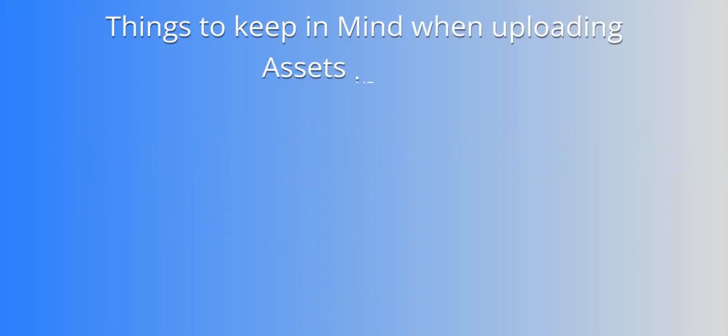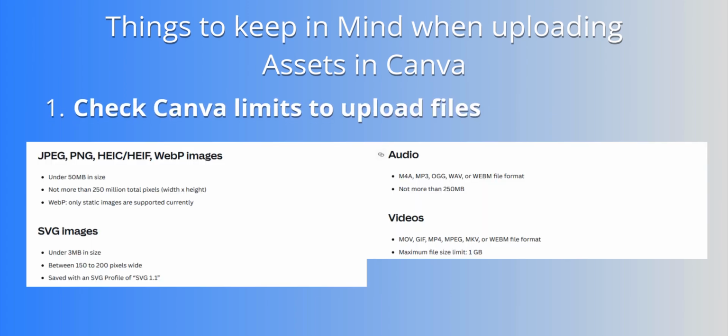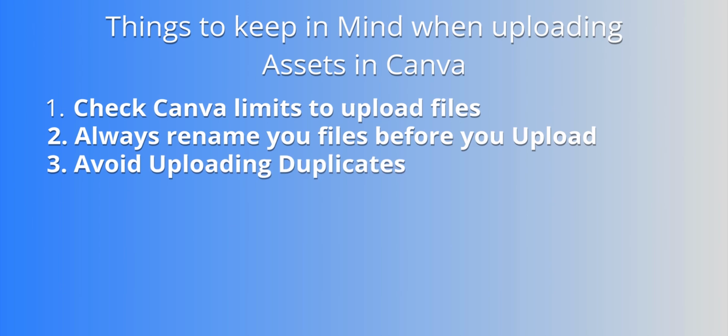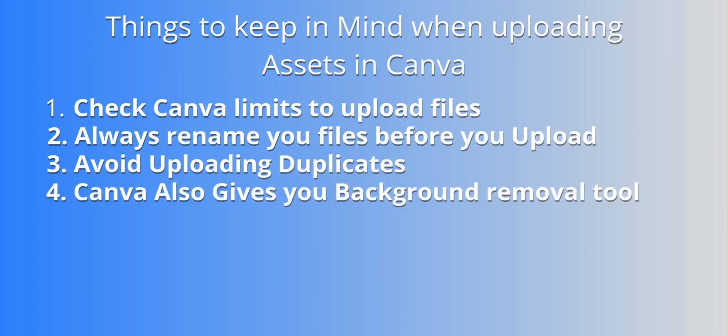While uploading your assets to Canva, there are certain things that you should keep in mind. Canva has a limited file size. For a basic Canva subscription, you can upload up to 500 MBs. For Canva Pro, you can upload larger files. You should always rename your files before uploading to Canva, so it is easier for you to look through them in your Canva interface. Avoid uploading duplicates because Canva only gives you limited space depending on what subscription you have. For Canva Pro, you get 1 terabyte. Canva also supports background removal, but it is a Canva Pro feature.